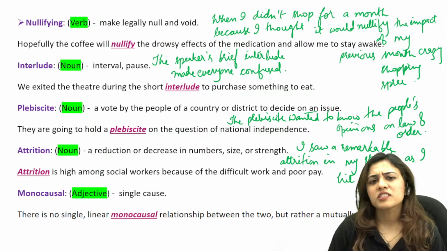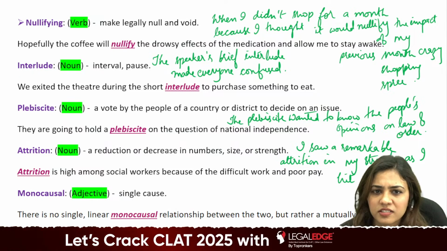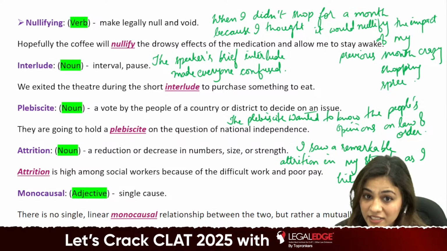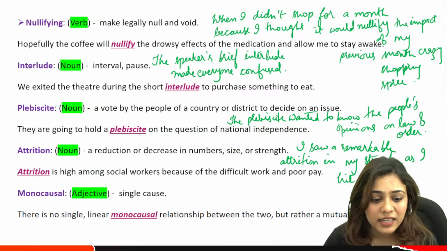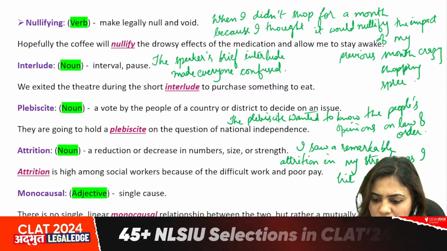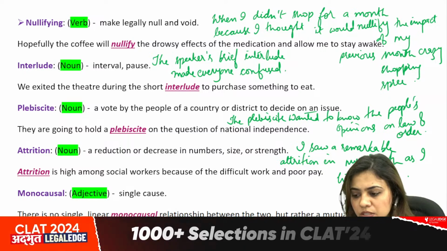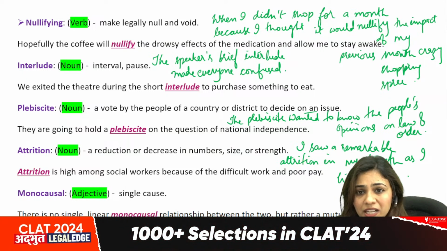मोनोकॉजल, मोनोकॉजल का मतलब क्या होता है? मोनोकॉज, mono is single and cause is obviously a cause. So it's an adjective, by the way, and it means a single cause. Like you can see it in an example. There is no single linear monocausal relationship between the two, but rather a mutual affecting circuit.